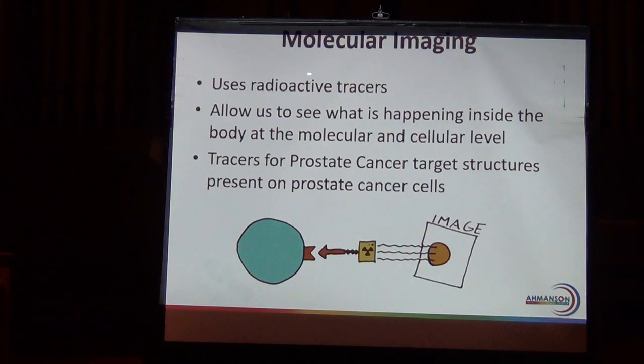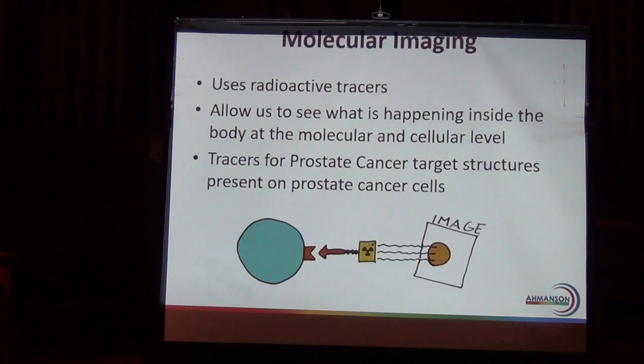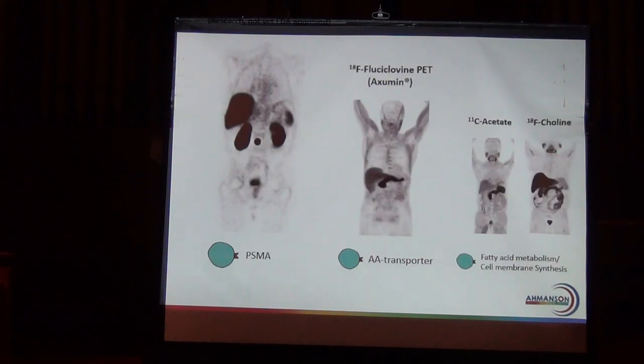In molecular imaging, we use radioactive tracers. And these tracers allow us to see what is happening inside the body at the molecular or cellular level. And these different tracers that are available, there are some that are specific for prostate cancer. So they target a structure that's present on the prostate cancer cells. The tracer binds to that structure, and the tracer has a radioactive isotope attached to it that emits photons. These photons can be detected by special cameras, such as PET cameras, and then the software creates an image. And then my job as a nuclear medicine physician is to interpret those images.